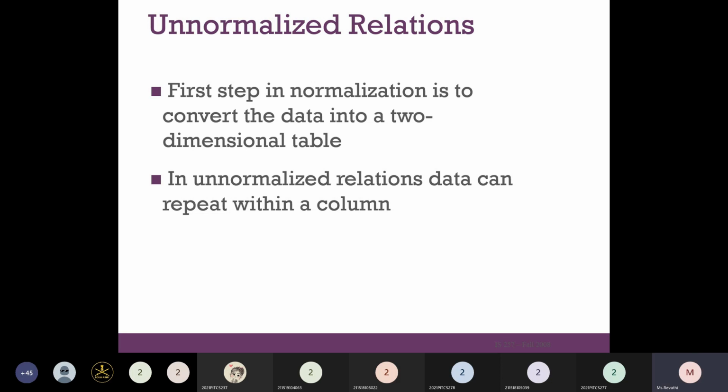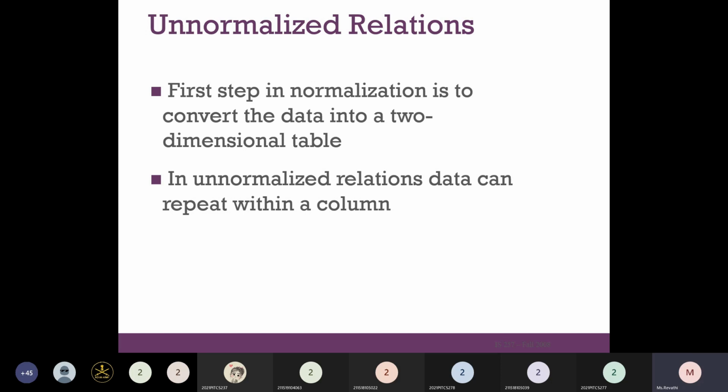Suppose we have an unnormalized relation, which has repeated data, repeated data in a column or a tuple. That is considered an unnormalized relation, which means you have redundant data present in your table. So you have to refine it. To reduce the redundancy, you have to opt for normalization. So consider your table is in unnormalized form.